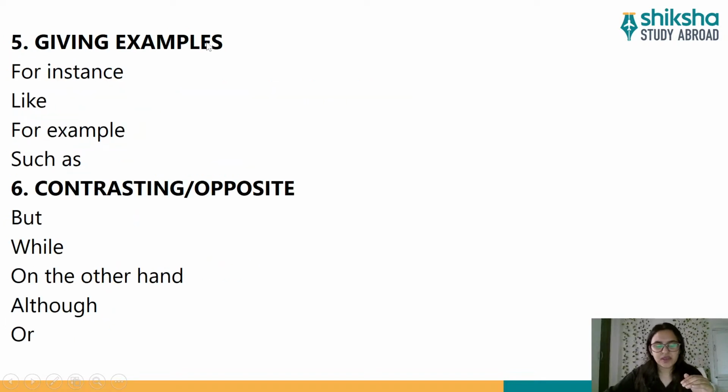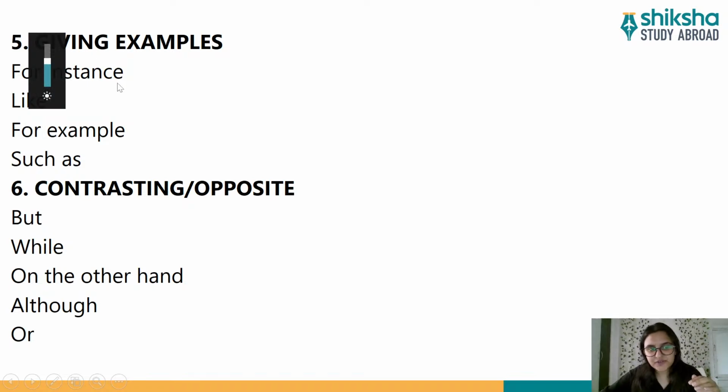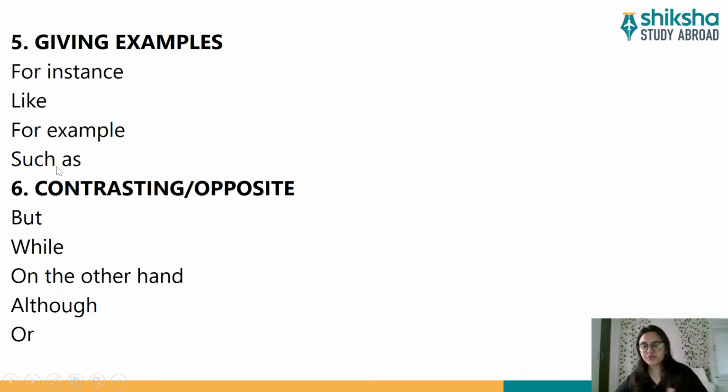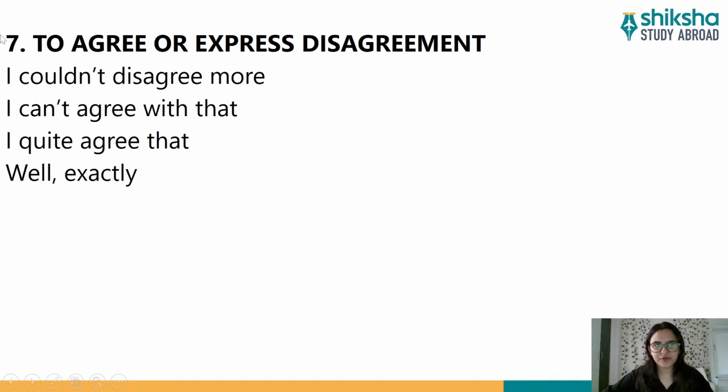Okay, like this. Giving examples. So, in case you're giving examples, you can say, for instance, like, for example, such as, or you can also say the best example is, and then you can go on with the citing of your example. If you're contrasting or comparing and you're giving the opposite views of something, then definitely you can use but, while, on the other hand, although, however, okay, these kind of words.